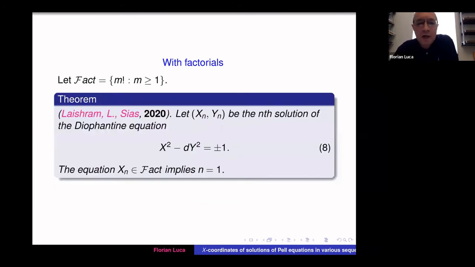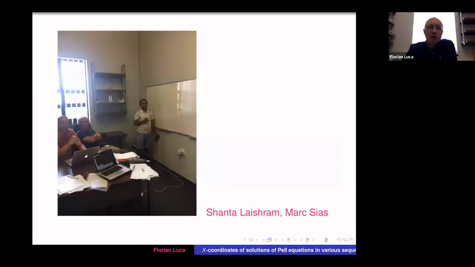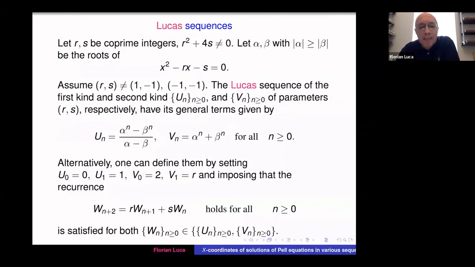You can also do it with factorials. You can ask, what can I say about x-coordinates of Pell equations which are factorials? And we prove that they have to be just the first coordinate. And this is joint work with my PhD student, Mark Sias, who is rushing now to finish up his thesis before the 23rd of April and turn it into the graduate school. And this is Szalay and A. That's a picture taken maybe in December 2018 when Shanta visited us at WITS. This is in my office.